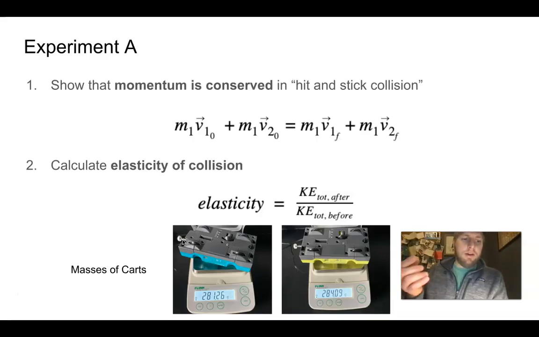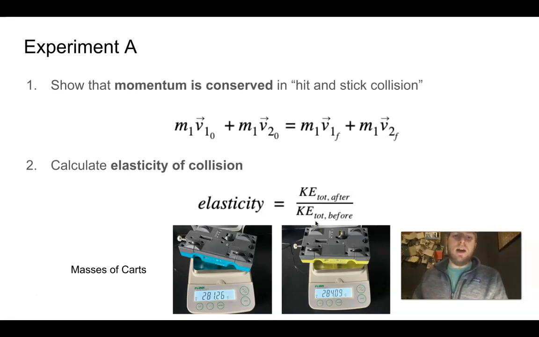Just a quick reminder, we wanted to also take a look at the elasticity of the collision. Before we do that, did we show that the momentum was conserved? Yeah, we did, to within about 2% or 3%, which is pretty reasonable given the margin of error in this experiment. So with that in mind, let's calculate the elasticity of the collision. All we have to do is take the total kinetic energy before the collision and the total kinetic energy after and divide. It'll end up being something like a fraction.